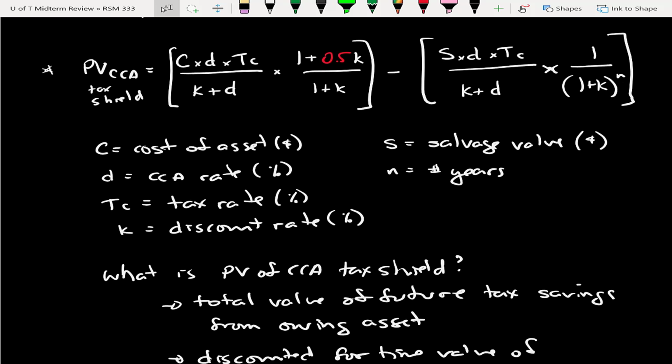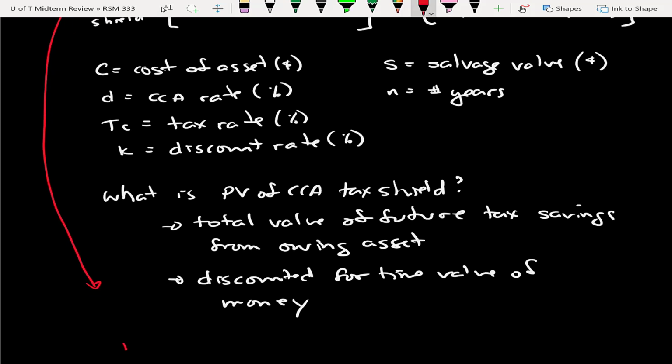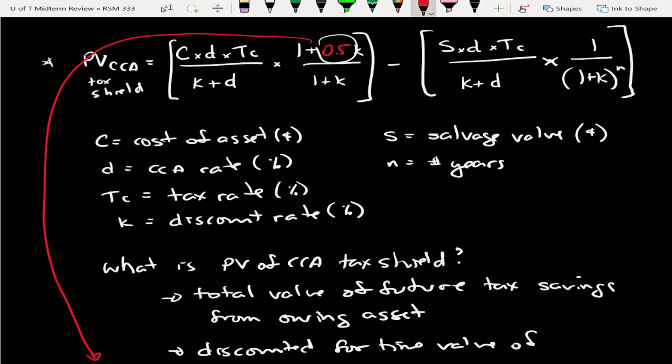Now, why did I put this 0.5 in red? The reason is because the tax laws have changed. Okay, so prior to 2018, only 50% was deductible in the first year. Because the government assumes you could have bought the asset on the last day of the year, which you held it for one day, or you could have bought it halfway through. So they just took 50%. So that's why we got the 0.5 up there.